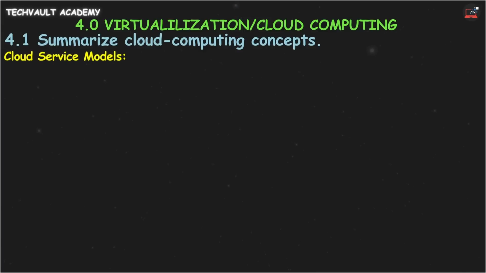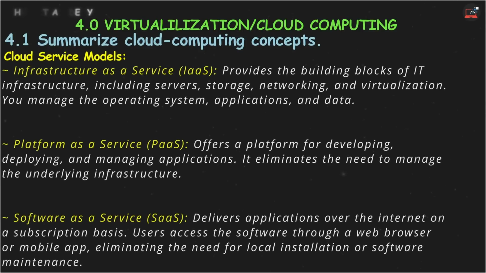Cloud service models. Cloud services can be delivered in different ways to meet your specific needs. Infrastructure as a service, IaaS, provides the building blocks of IT infrastructure, including servers, storage, networking, and virtualization. You manage the operating system, applications, and data.